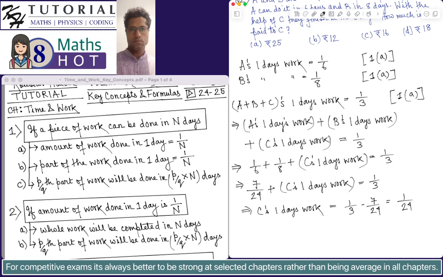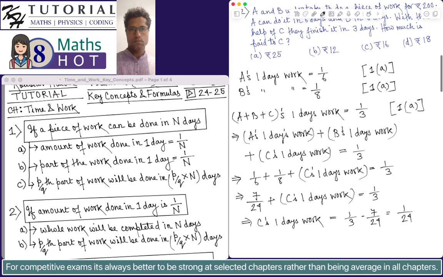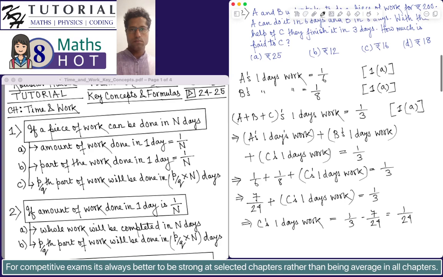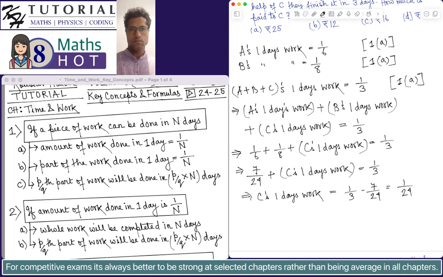We have to find the total work done by C in completing the work. The whole work was completed in 3 days by A, B and C. So definitely C also has worked for 3 days, and in 1 day C does 1 by 24 of the work. So we can say C's 3 days' work will be equal to 1 by 24 multiplied by 3. This is based on the unitary method. This is equal to 1 by 8. So the total amount of work done by C in 3 days is 1 by 8.